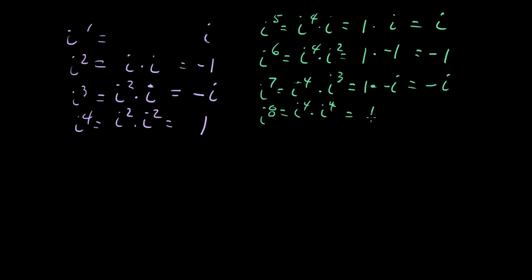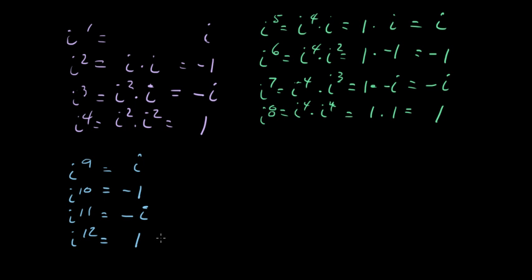And that equals 1 times 1, which equals 1. But wait, there's more. What do you suppose i to the 9th, i to the 10th, i to the 11th, and i to the 12th would be? And if you said that i to the 9th is i, i to the 10th is negative 1, i to the 11th is negative i, and i to the 12th is 1, you would be absolutely correct.